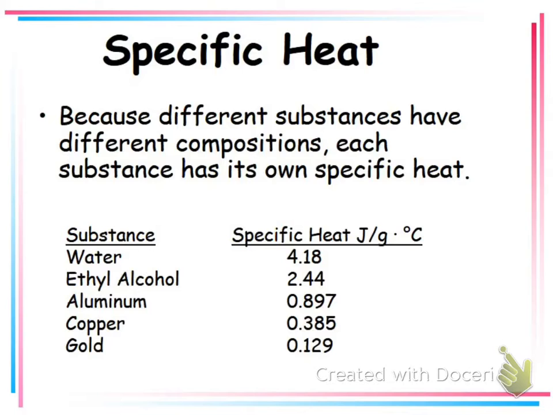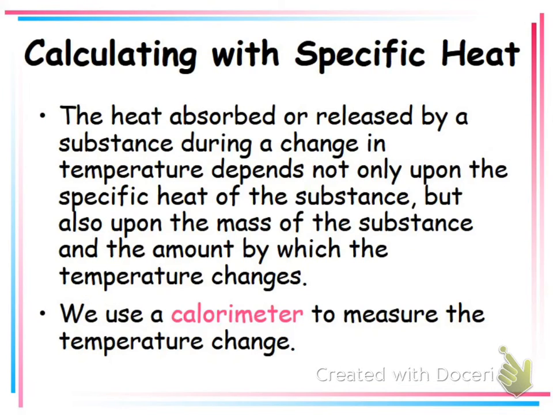Okay? It has to do with the mass too, which is what we're going to see in a second when we see our formula. So the heat absorbed or released by a substance during the change depends on not only the temperature, but the mass. Okay? We're going to use something called a calorimeter to measure the temperature change.